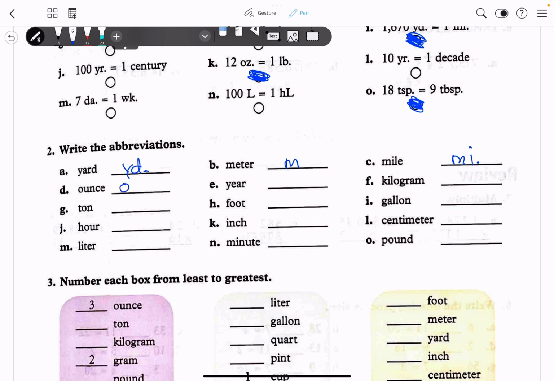Okay, ounce should be OZ. Year, YR. Kilogram, KG. Ton is T. Foot, FT. Gallon, GAL. Hour, HR. Inch, IN. Centimeter, CM. Liter is a capital L. Minute, MIN. And pound is LB. Okay, make sure you have all those correct.